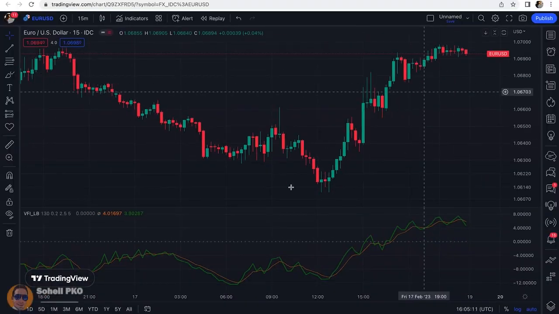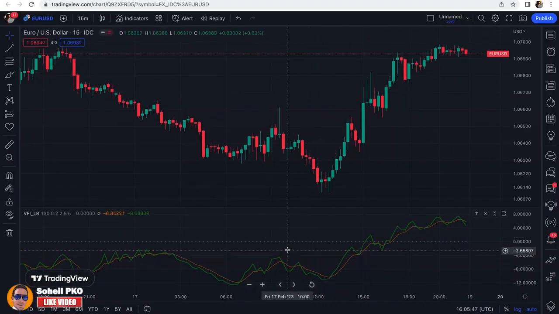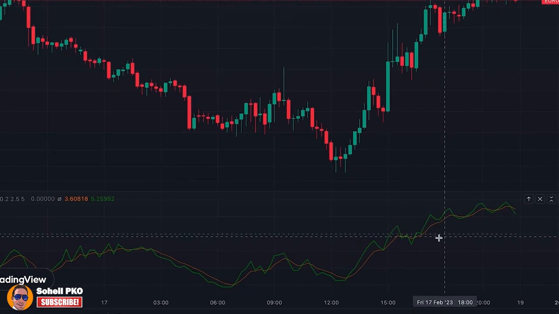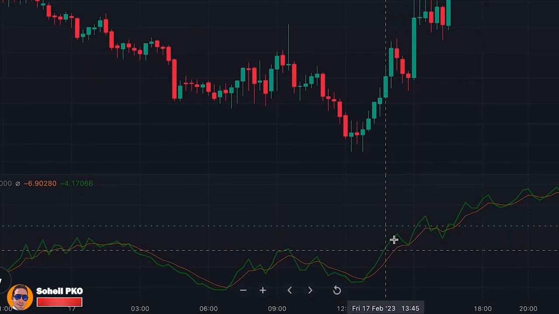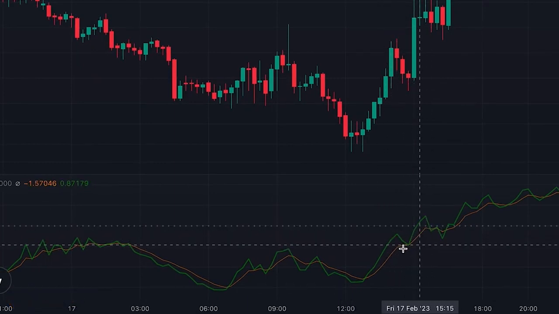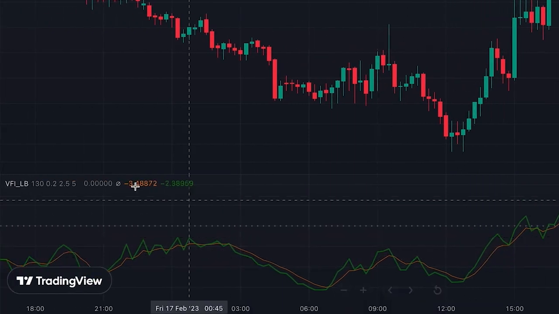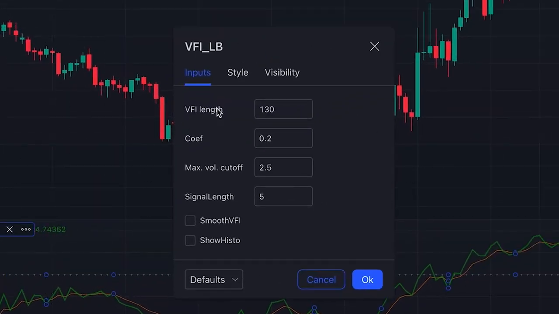Alright, this is the indicator, and as you can see, it's in the form of an oscillator which is moving above and below the center line at 0. This green line is the VFI line, volume flow indicator line, and the orange line is an exponential moving average of the VFI line. By default, the VFI length is 130, and for the EMA, which is actually our signal line, the default length is 5.